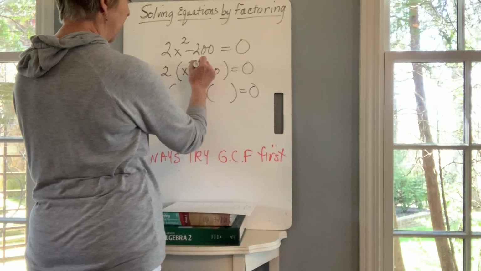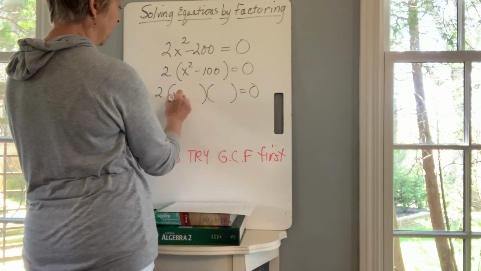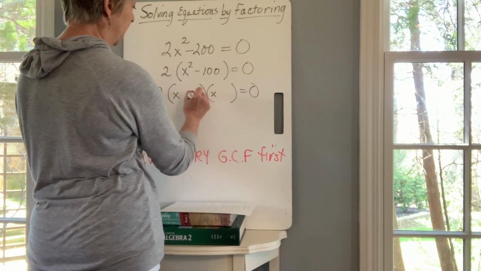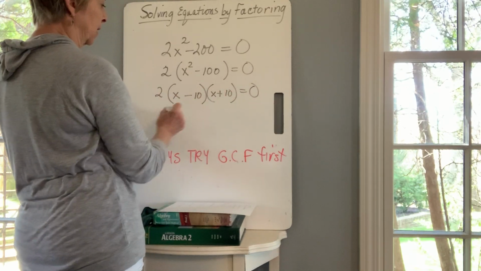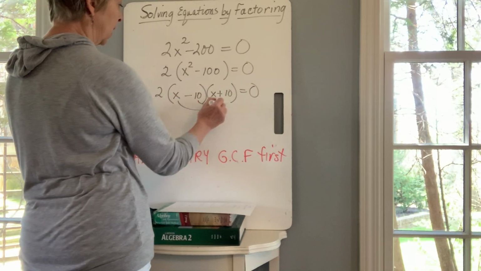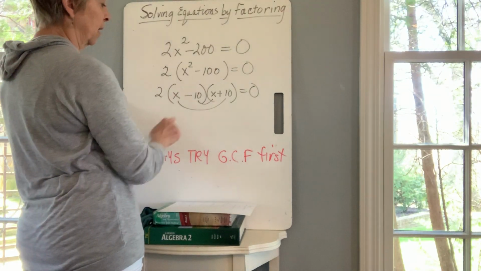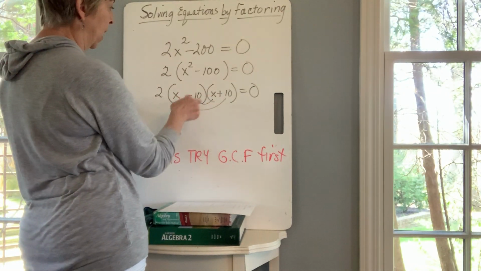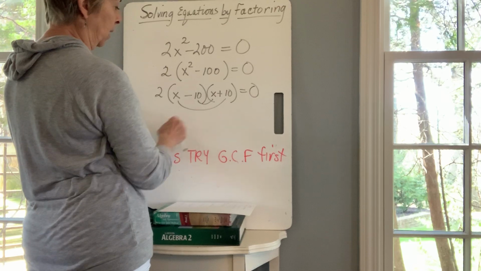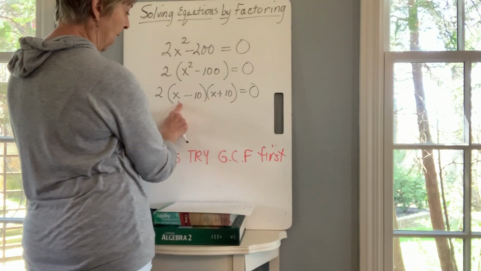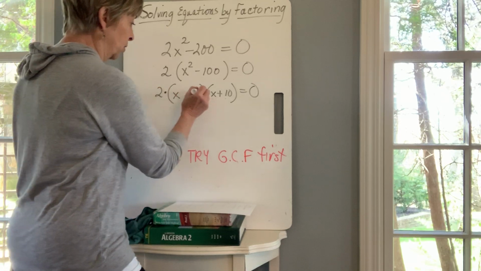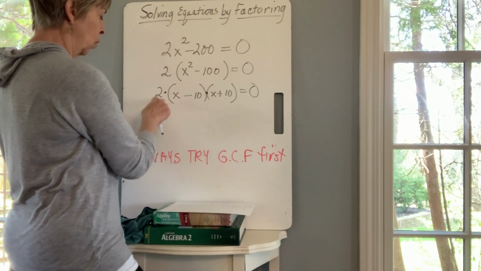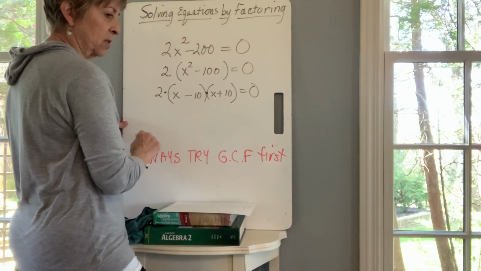So this is like having a 0x there. So if I put an x and an x and a 10 and a 10 and make one negative and one positive, the inners and the outers are going to cancel each other out. Negative 10x and positive 10x gives me that 0 middle term. So now I'm completely factored. So now I have 3 factors. I have a 2, an x minus 10, and an x plus 10.